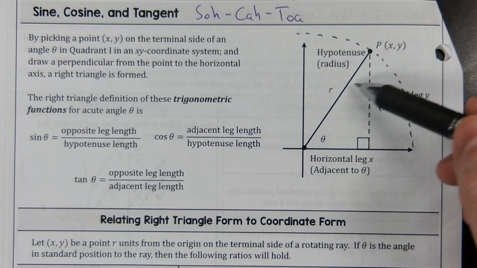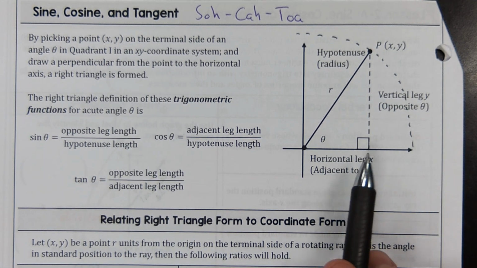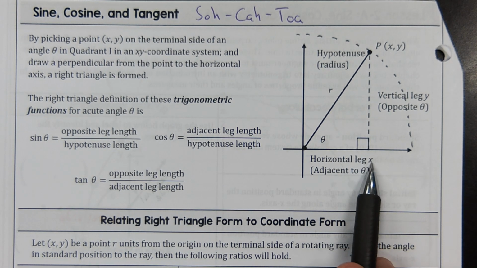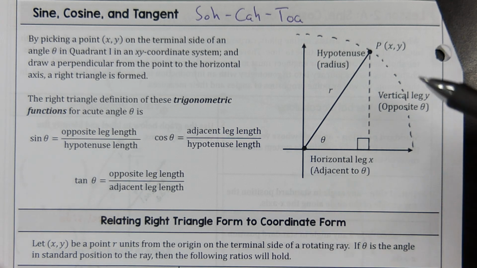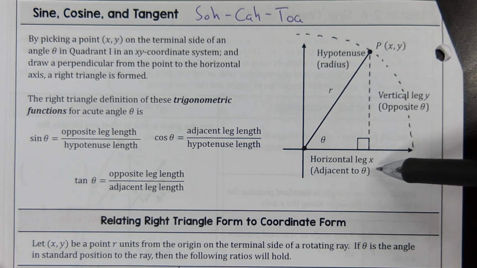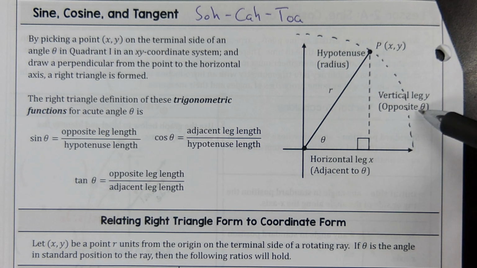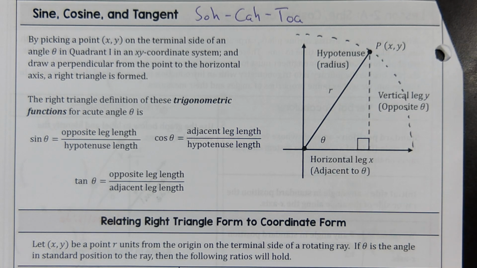Great. Hey, look, a right triangle. And in this right triangle, I have a horizontal leg, which has a length of x. It's adjacent to my theta. I have a vertical leg. It has a length of y, because, well, that's the coordinate, x comma y. It's opposite my theta. And then I have a hypotenuse, which is the radius of a circle. Did you have a question for me? Yeah, you. No? Okay.